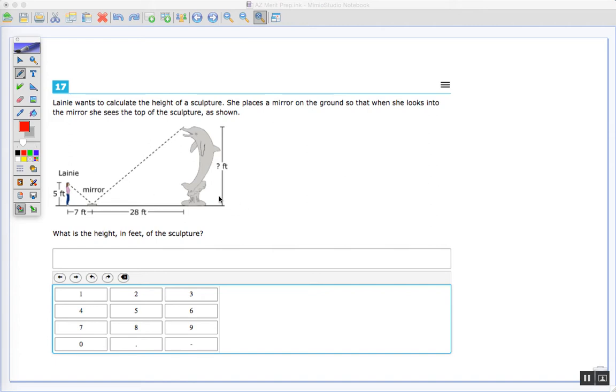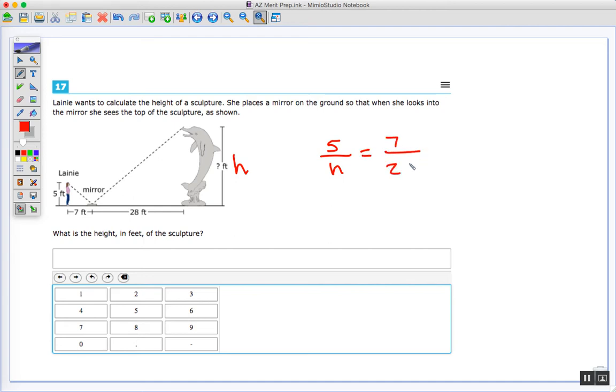We have a right angle here and a right angle here, so these are similar triangles. We can set up a proportion to solve for this height. So 5/h is equal to 7/28. Then we just want to solve that proportion. So 7h is equal to 5 times 28. And instead of multiplying this out, I'm just going to divide by 7 here. 7 goes into 28 4 times, and that gives us a height of 20. And it's in feet, so 20 feet.